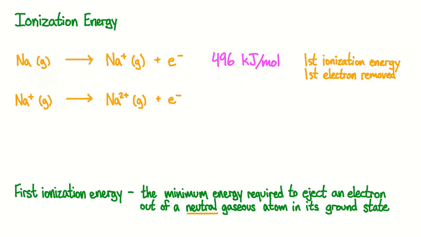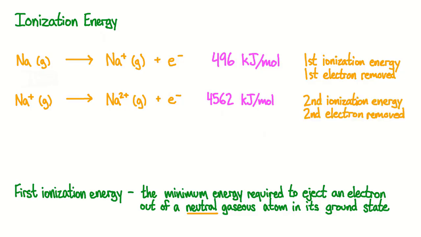To find the second ionization energy, or the energy it takes to remove the second electron, we can repeat the process again, starting with an Na+ ion. In this case, the minimum energy required to eject this electron is 4,562 kilojoules per mole. This value is the second ionization energy of sodium, because it involves the removal of the second electron.